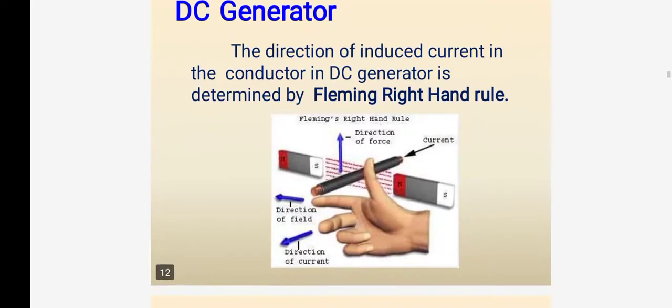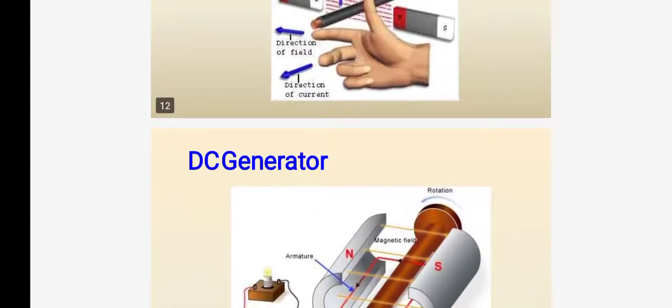This diagram shows Fleming's right hand rule. The direction of induced current in the conductor of a DC generator is determined by Fleming's right hand rule. The thumb indicates the direction of motion or force applied, the middle finger indicates the direction of current flow, and the index finger indicates the direction of the magnetic field. All are indicated by arrows in the diagram. Using Fleming's right hand rule, we can determine the EMF generated in the DC generator.